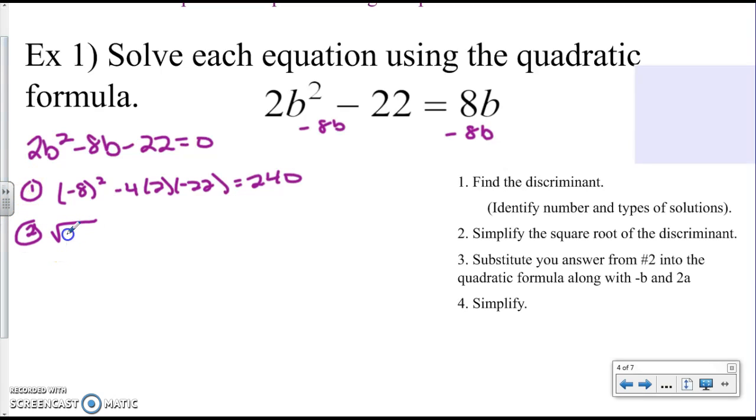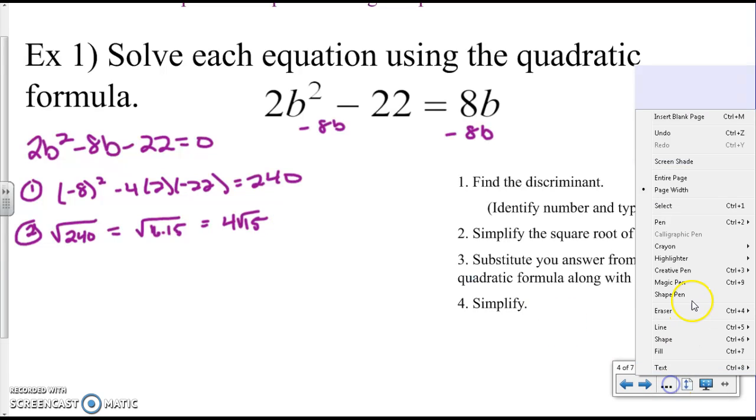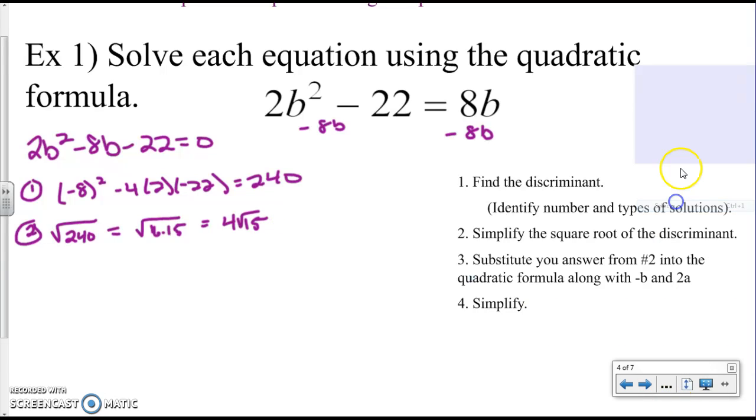So if I take the square root of 240, I can break that down as, let's see, what goes into 240? Let's do 16 times 15. Largest perfect square that goes into it. So it's really 4 square root of 15 there. And then if I plug this into the quadratic formula, that's my answer there.